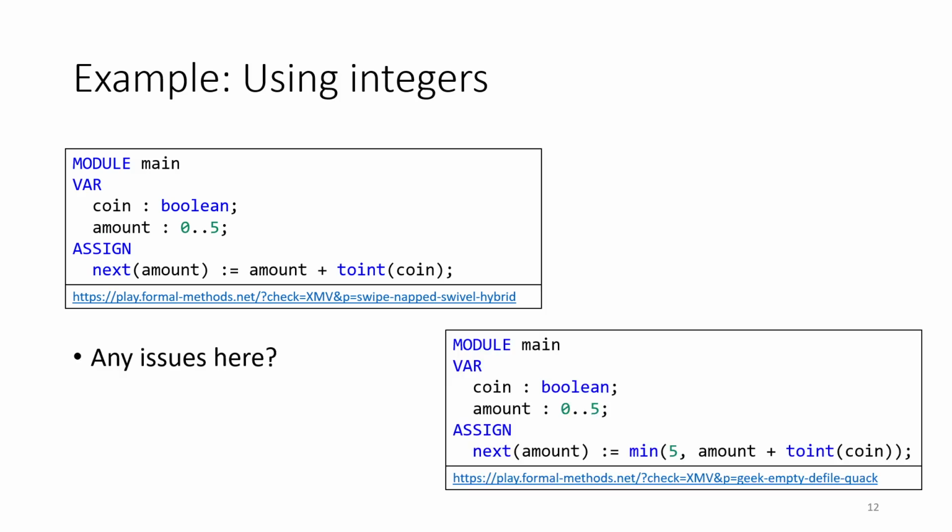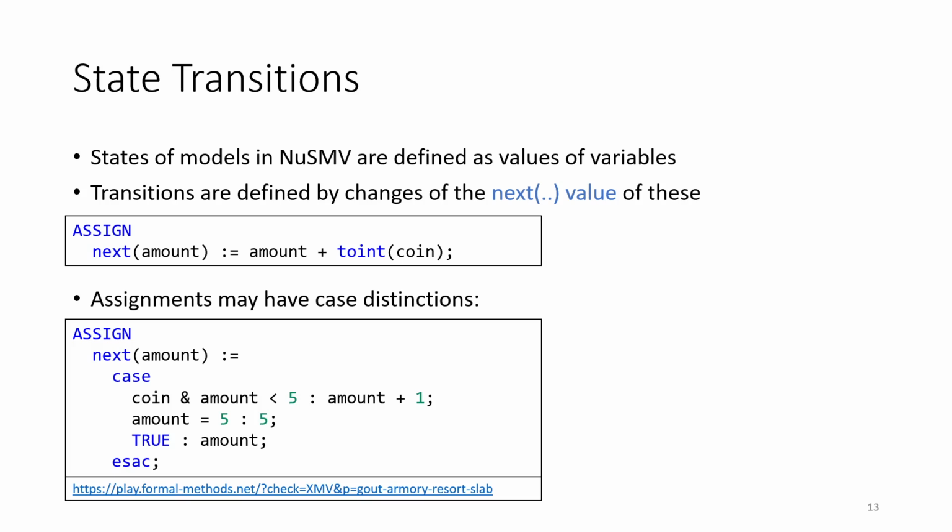Okay, so the issue here is that we have a bounded integer size, so we need to do something like the minimum between 5, the bound here, and what we actually want to add. Now the state transitions between states, we define them with these assign blocks. That's one way where we say the next value is always amount plus that thing. There are other ways to write this. So we could write it with this next amount equals, or is assigned to. We could also do case distinctions.